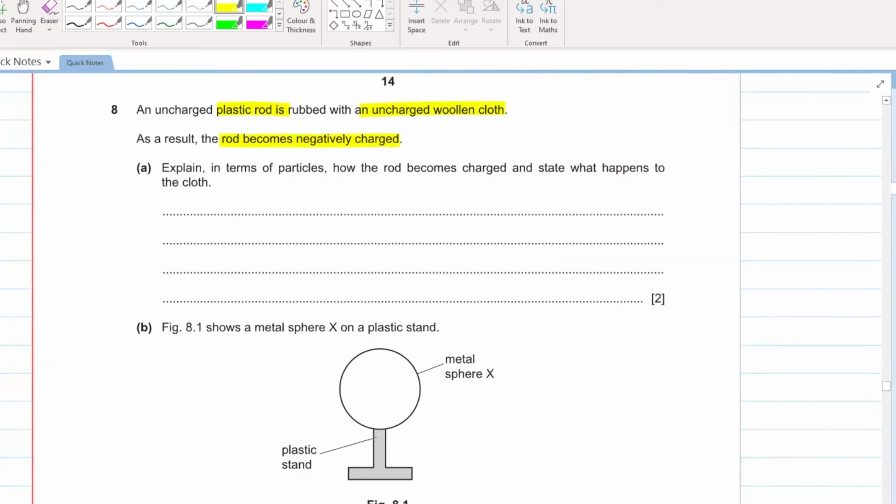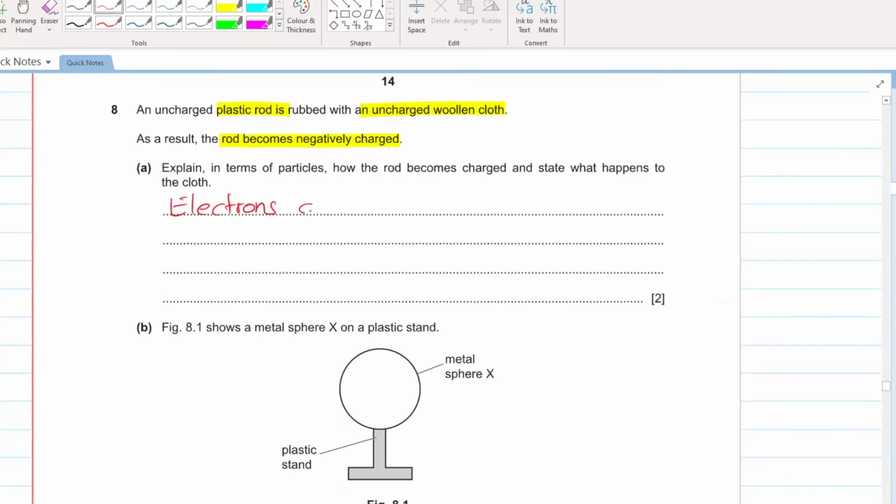Beta, the last part is not in the syllabus. Latent heat of vaporization has been removed from the syllabus. Explain in terms of particles how the rod becomes charged and state what happens to the cloth. What will you say?